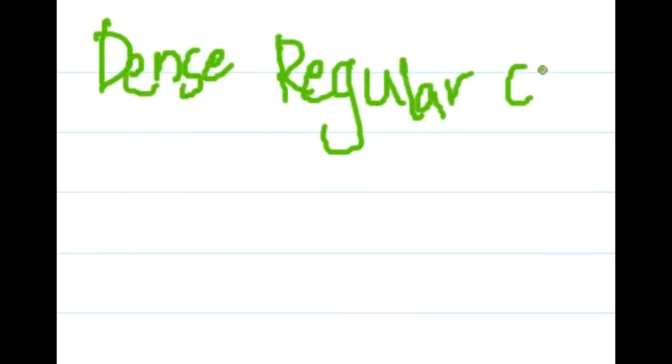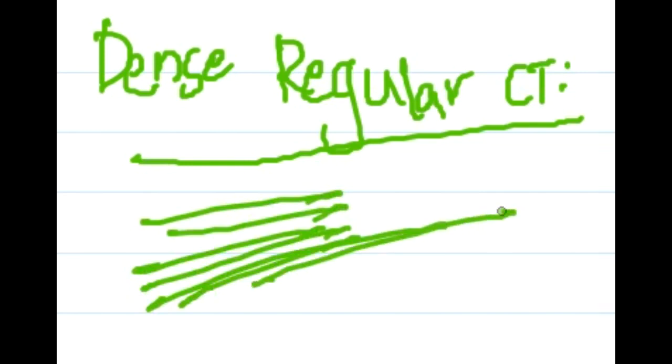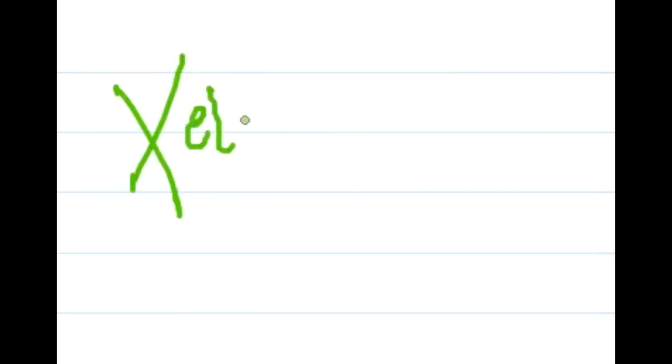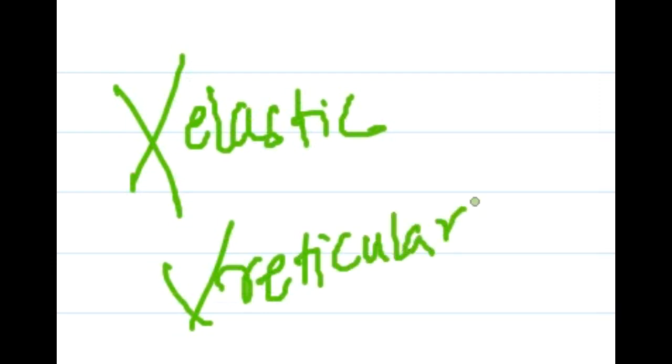Contrary to it, we also have one more type of connective tissue, which is dense regular connective tissue. This dense regular connective tissue provides connections between the different tissues in the human body. In this dense regular connective tissue, the collagen fibers are arranged in parallel bundles. You can see these parallel bundles. In this tissue, you will see no elastic fibers and no reticular fibers. Here you will see mainly collagen bundles.